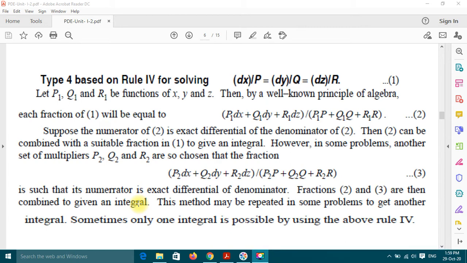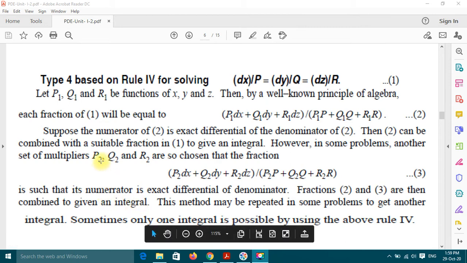And sometimes only one integral is possible by the multiplier method. It means if we use a multiplier, then the numerator is an exact differential of the denominator, and the other part of the solution, the second integral, can be found by the previous rule that we have discussed earlier.